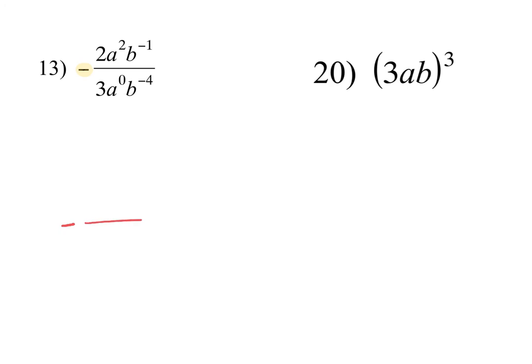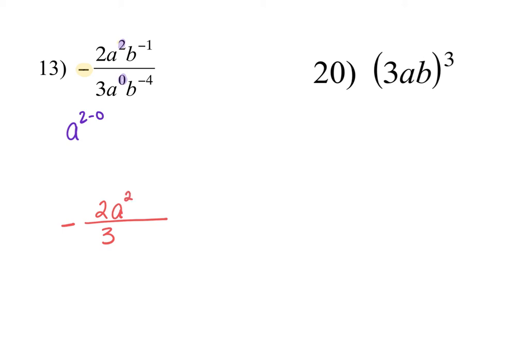Can I reduce my 2 and my 3? No, I cannot, so that's going to stay. I'm going to look at my A's. I have an A to the second power and an A to the 0. Where's my A going to end up? Top or bottom? Top. And then I have A to the 2 minus 0 because I'm subtracting, right? So it's on top to what power? 2 minus 0 is 2, okay?